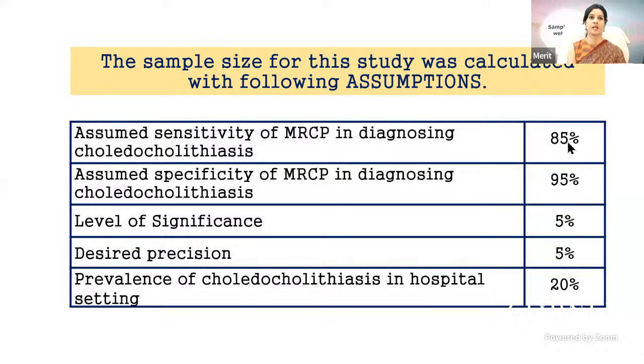So for the sample size of this study, the assumption is that the sensitivity of MRCP is 85%. The assumed specificity of MRCP is 95%. The level of confidence is 95%; by mistake it is written here as 5%. The desired precision is 5%. And the prevalence of choledocholithiasis in the hospital setting is 20%. Now, how to do this calculation? So 85% is the sensitivity and 95% is the specificity.